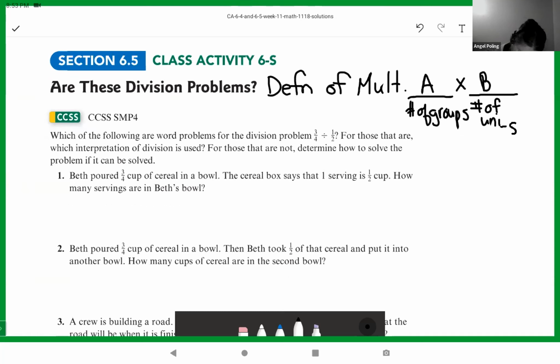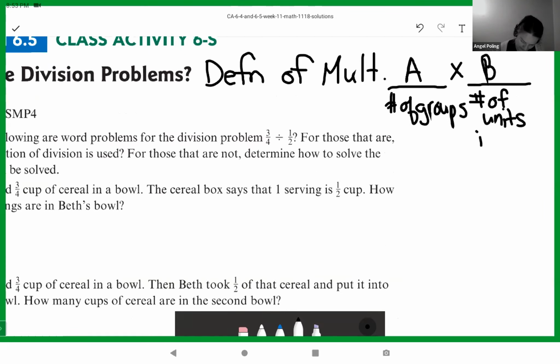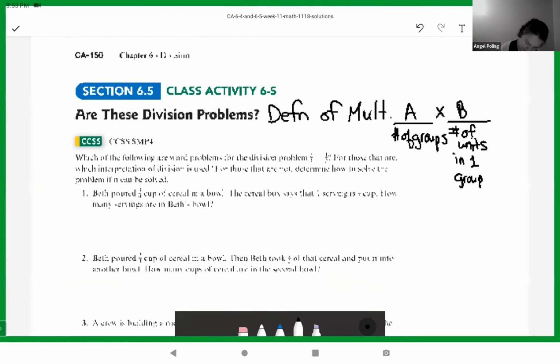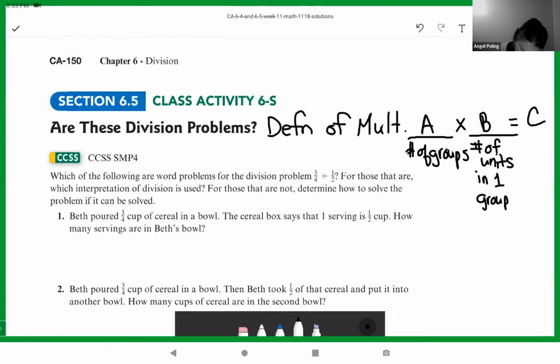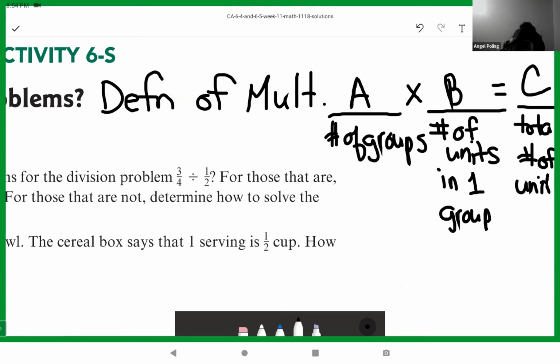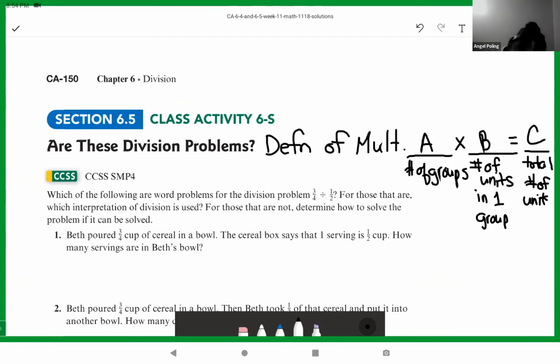Number of units in one group. And that equals C, which is our total number of units.